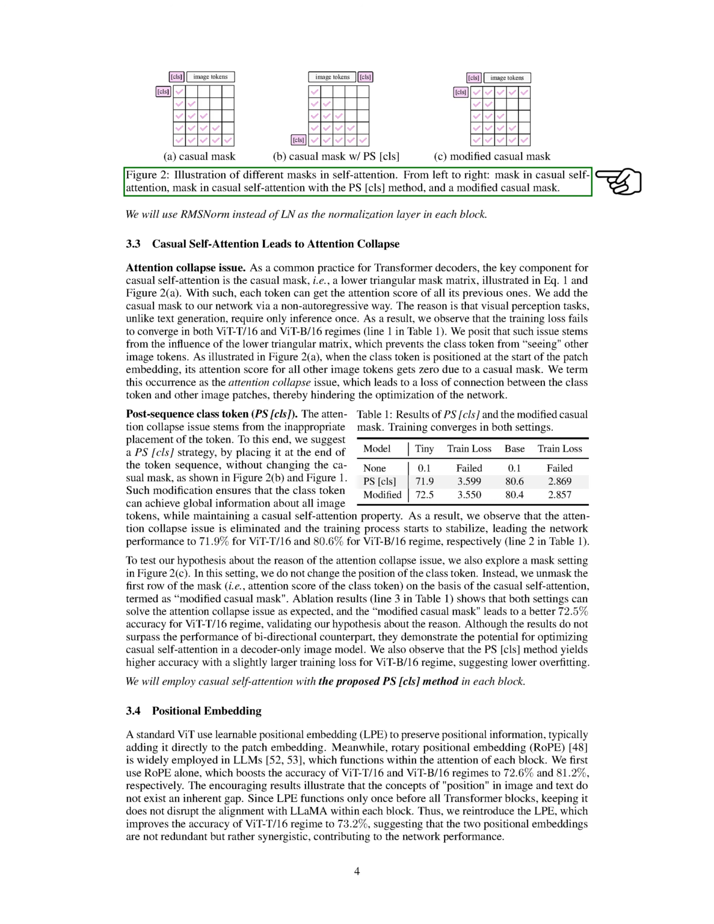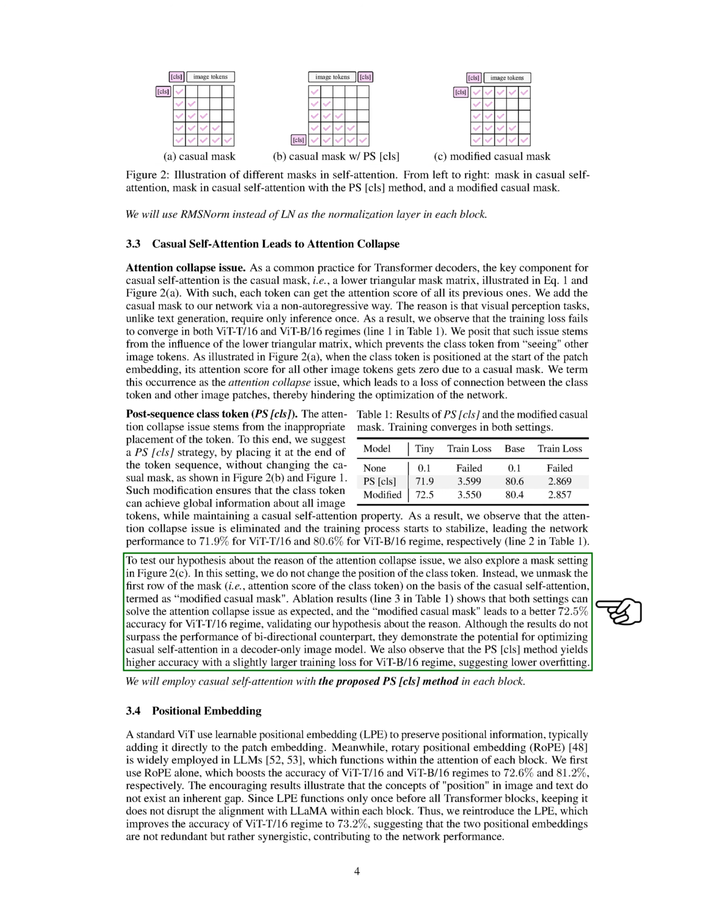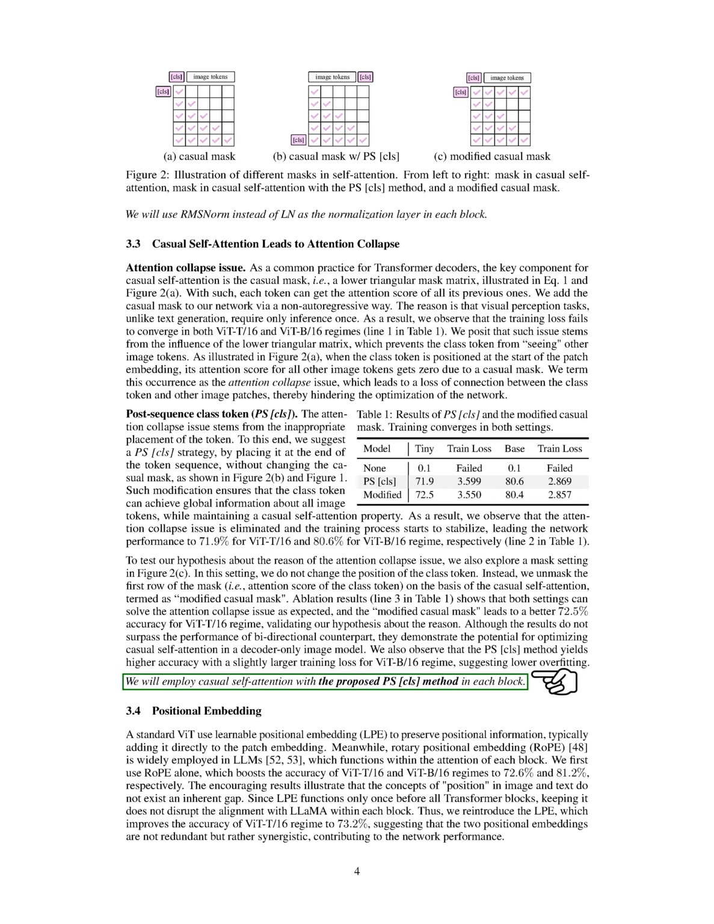The attention collapse issue arises from the causal self-attention component in transformers, where a lower triangular mask matrix is used. We introduce a post-sequence class token, PS/CLS, strategy to address this issue, improving network performance for both ViT-T16 and ViT-B16 models. By implementing the PS/CLS method, we eliminate the attention collapse issue and stabilize the training process, leading to improved network performance. This method proves effective in optimizing causal self-attention in a decoder-only image model. We will incorporate causal self-attention with the PS/CLS method in each block.